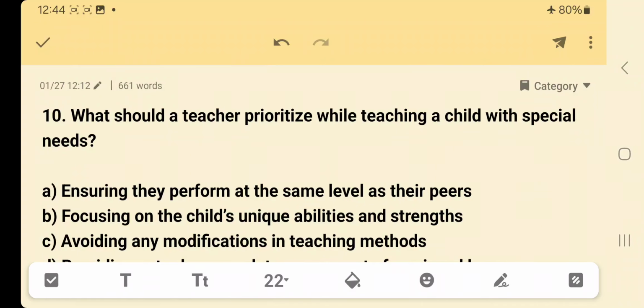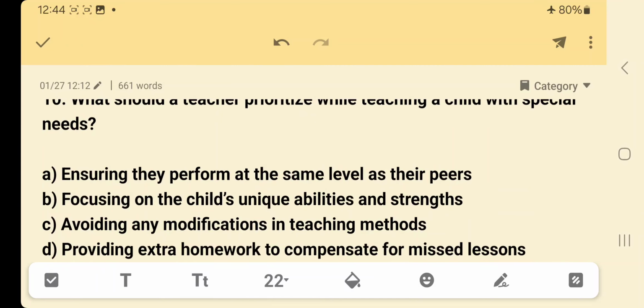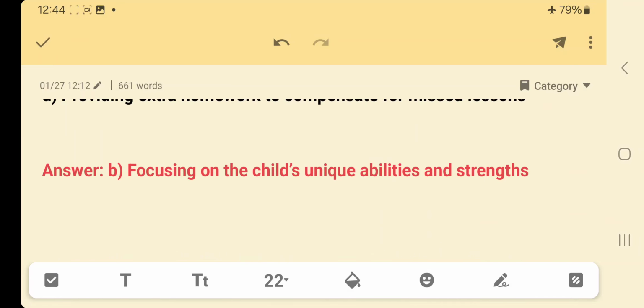Option A. Ensuring they perform at the same level as their peers. Option B. Focusing on the child's unique abilities and strengths. Option C. Avoiding any modifications in teaching methods. Option D. Providing extra homework to compensate for missed lessons. Answer. Option B. Focusing on the child's unique abilities and strengths.